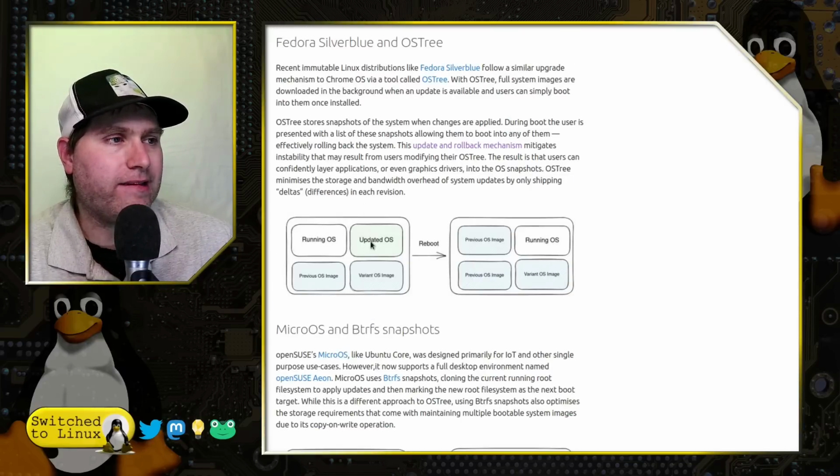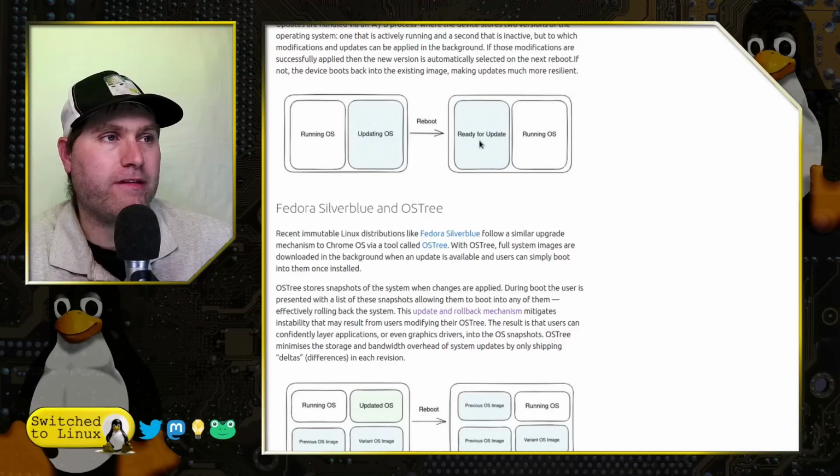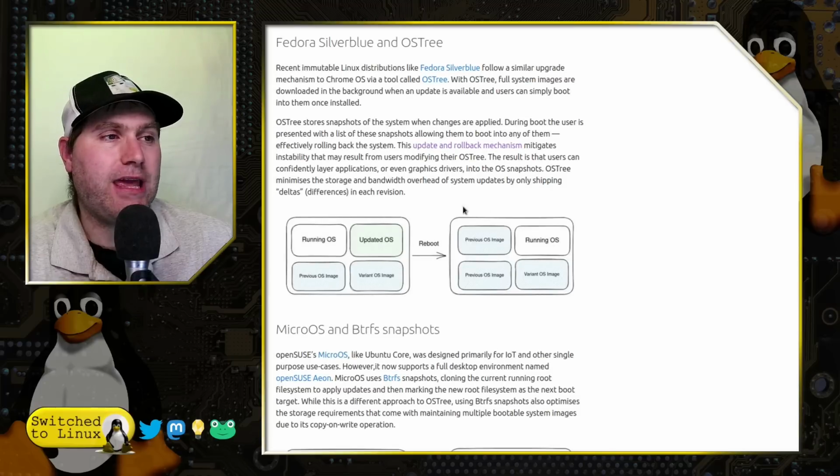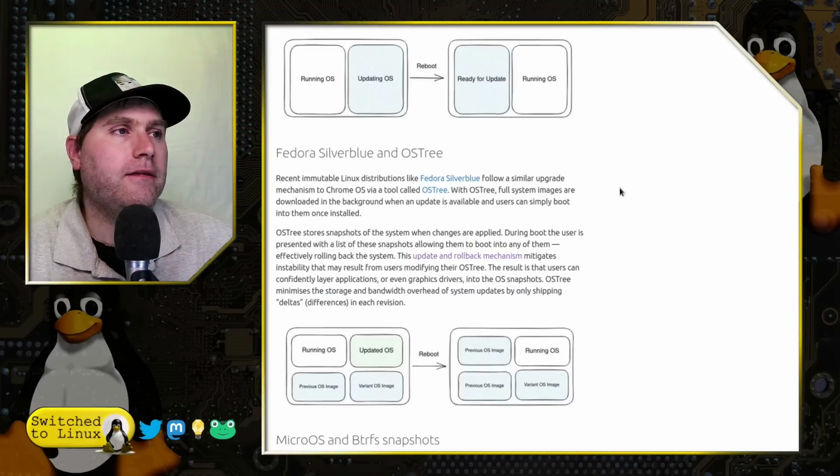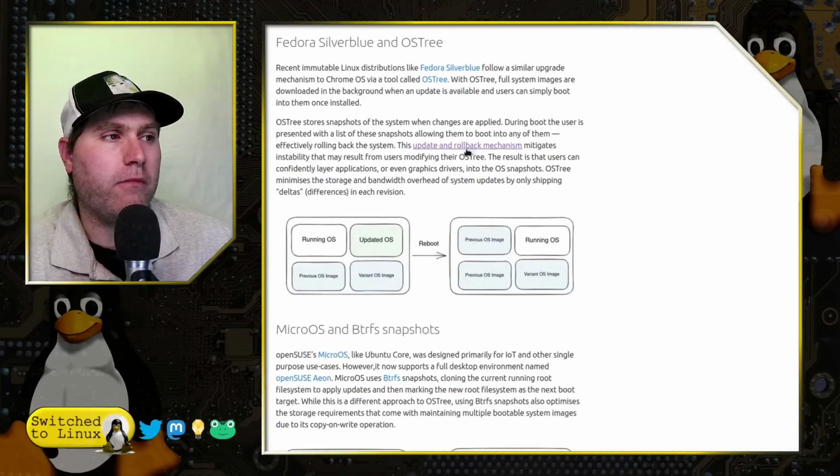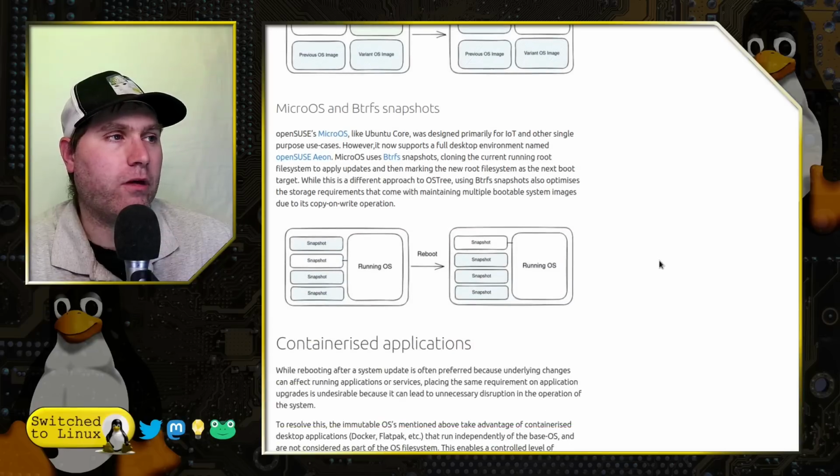So we have the running OS, the updated OS, and then a couple of previous images. This is a little bit more stable than the Chrome OS option, because if something messes with this one, you only have one fallback. This actually keeps a few extra fallbacks. NixOS, like I said, works more like Chrome OS. Fedora Silverblue and OS Tree work over there.